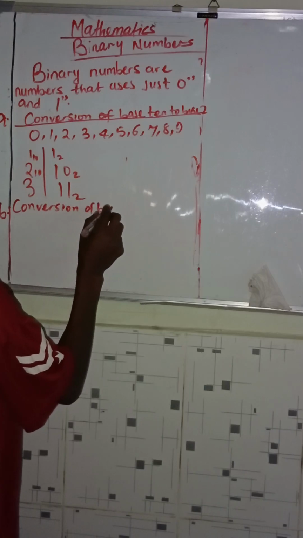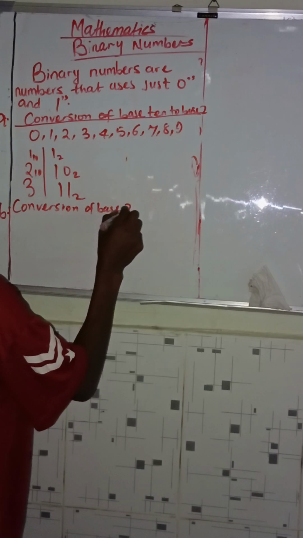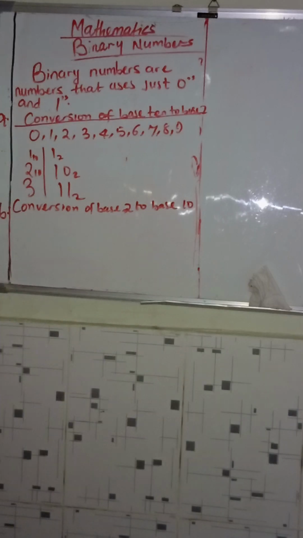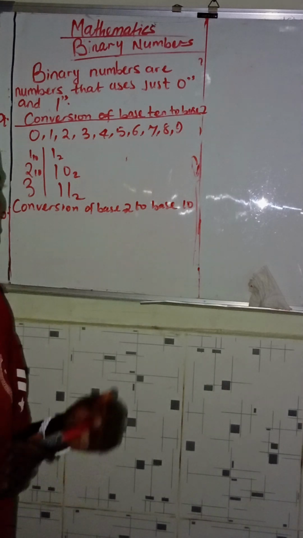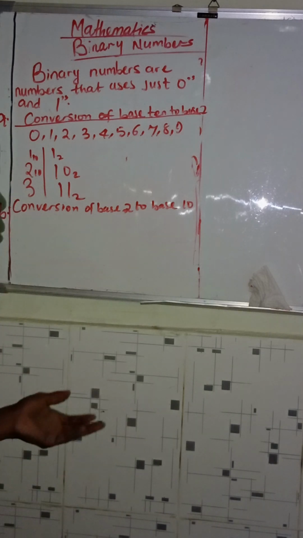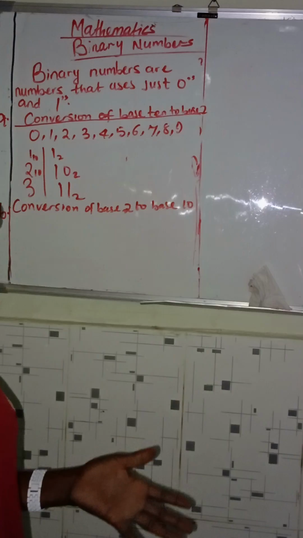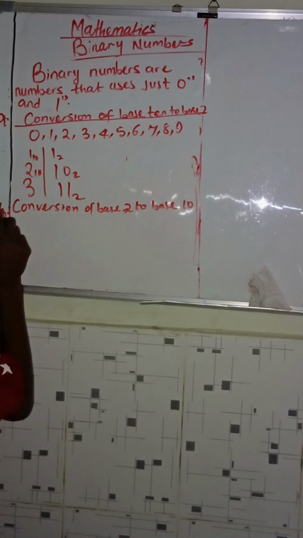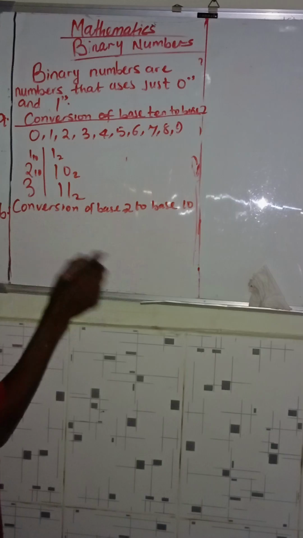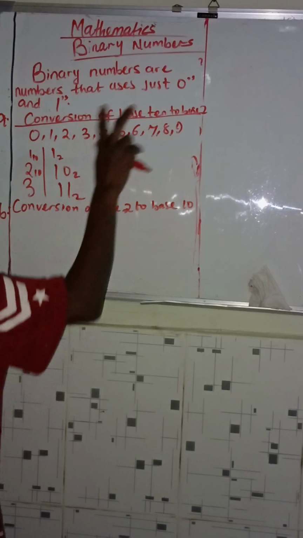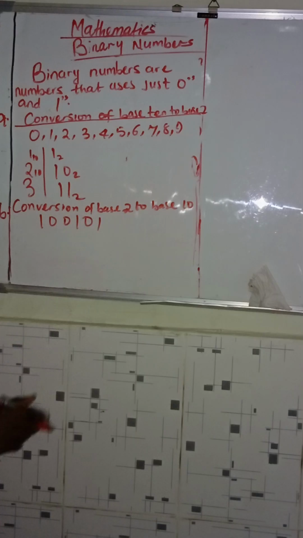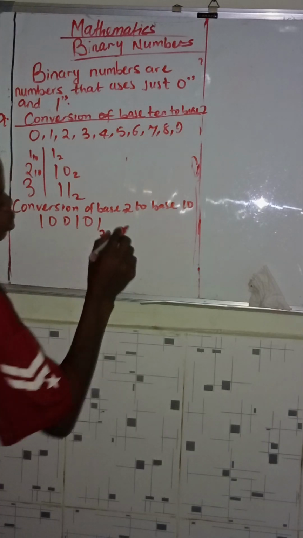of base 2 to base 10. Conversion of base 2, that means you have a binary number and you are curious. You want to know, what is this number in base 10? Then you go, let's say for example, we have a number, don't forget binaries are numbers that operate with just zeros and one. Let's say 00101, a number, base 2, right?